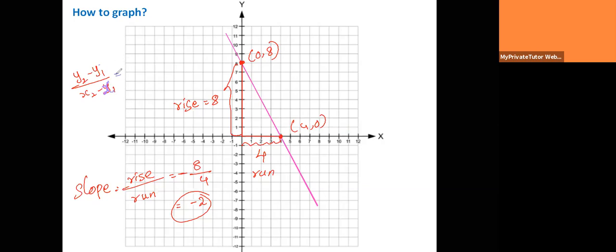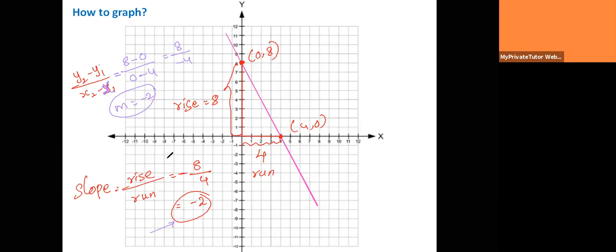Shall we use it? Let's try this formula. What will happen? What is the value of y2? 8 minus 0, divided by the x2 value. What is x2? 0 minus 4. So what is 8 divided by minus 4, guys? Minus 2. See, if you use the formula or if you use rise over run, it doesn't matter. We end up getting the same slope.